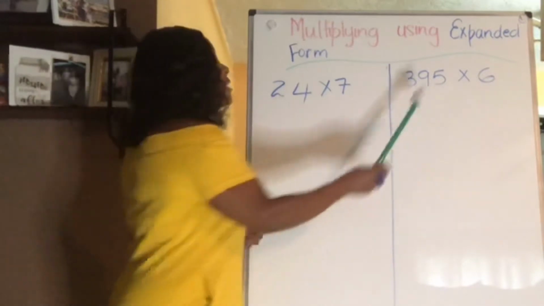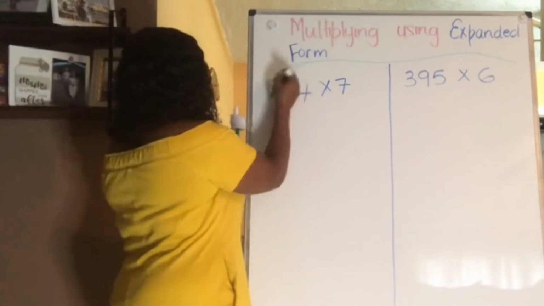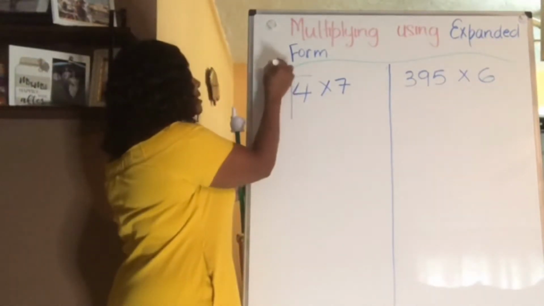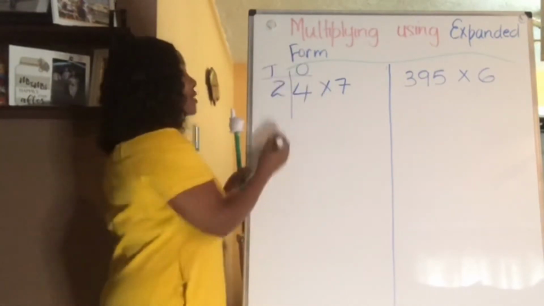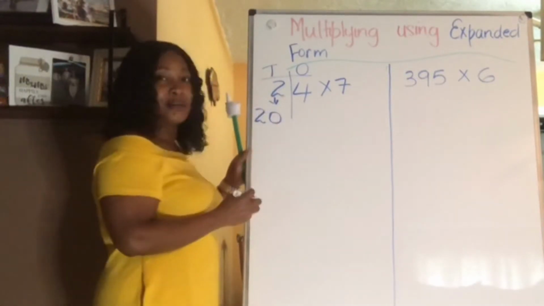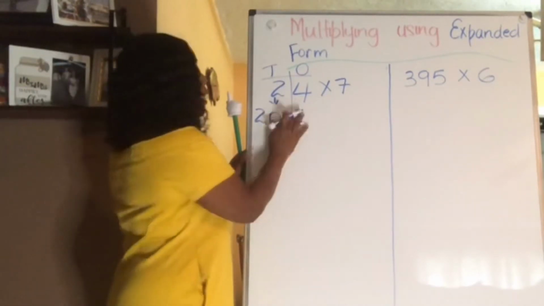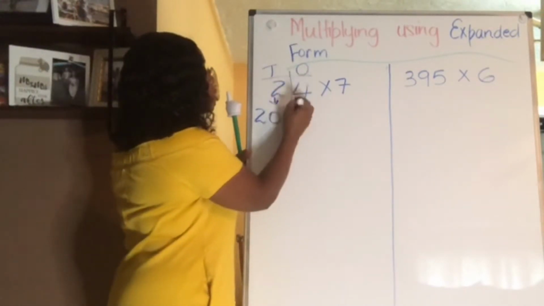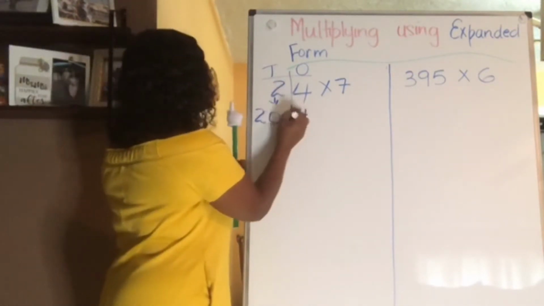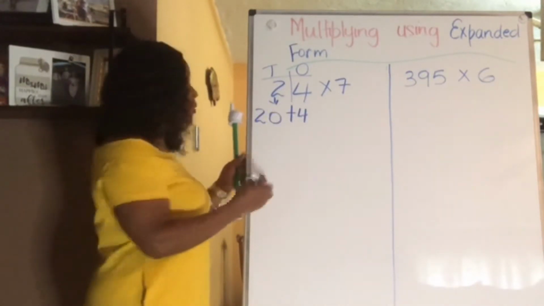Step 1 is to expand my numbers. So 24, if I should draw my place value chart, would become 2 tens and 4 ones. Now 2 tens would be 20. We did this already. 2 tens mean 2 times 10, so that's 20. And 4 ones would still be 4. Alright? So I like to put a plus sign there. So 20 plus 4. Now how do we do this?